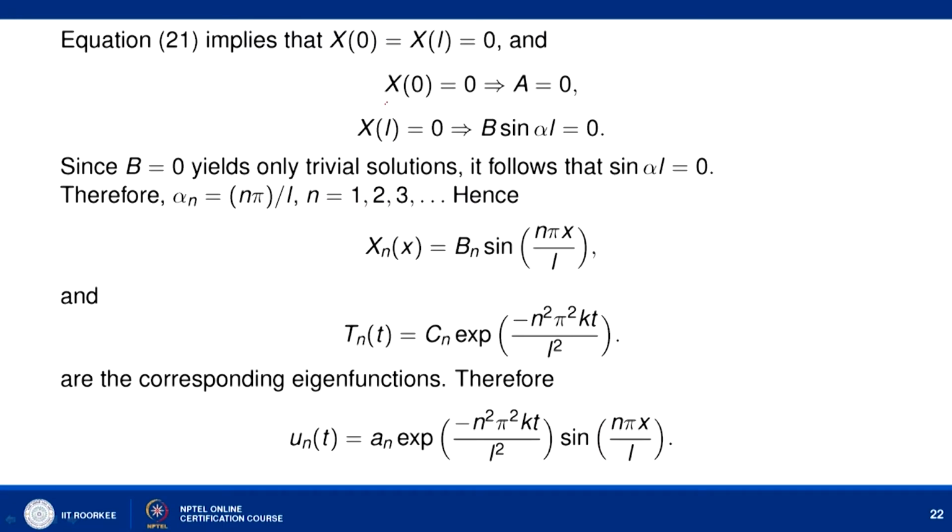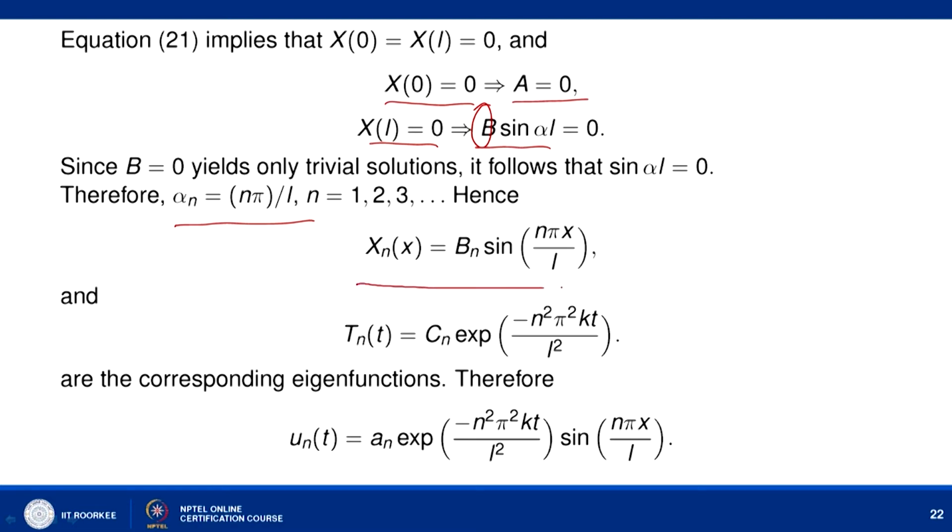So we are applying x 0 equal to 0, we have a equal to 0. When we take x l equal to 0, this implies that b sin alpha l equal to 0, and now if you want a non-trivial solution, b has to be non-zero. So, this sin alpha l has to be 0, and this implies that your alpha must take this value n pi by l here. So, this is valid for every n equal to 1, 2, 3 and so on.